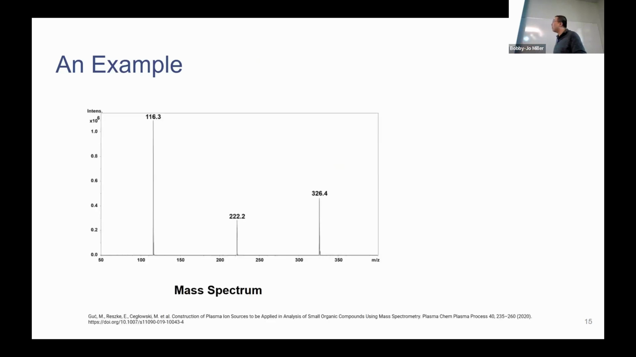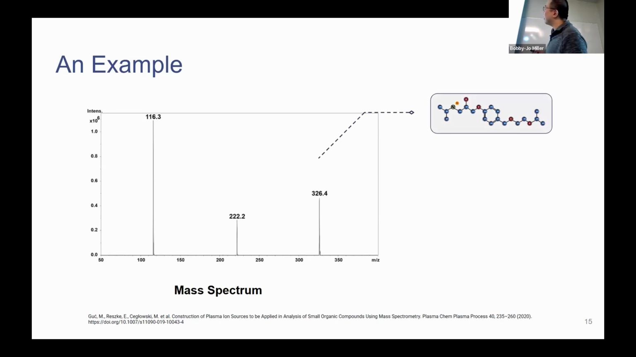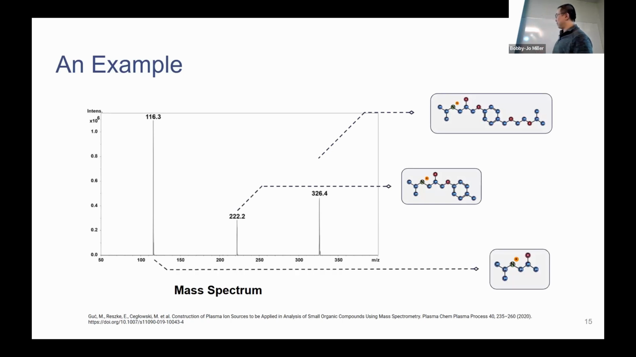Let's put that into the actual data. This is the mass spec of that structure I just showed you, from this specific work I found online. Each peak of those is actually coming from a different structure. So we have a 326 coming from the bigger one. This is one step away at 222. And this is the smallest one.